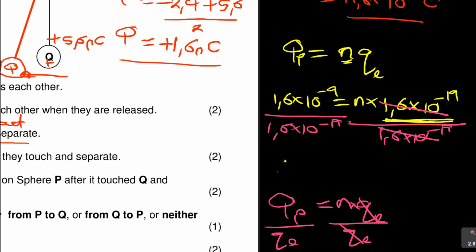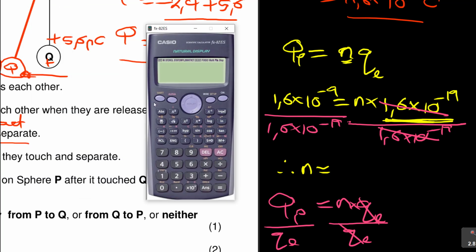Then you can say, therefore, n is equal to, then you can use a calculator for that. Let's use that. It's 1,6 times 10 to the power of negative 9 divided by 1,6 times 10 to the power of negative 19. You can ignore the negative, because you're dealing with the number of electrons, a physical number, like you're counting them. You cannot say I've got minus 10 bananas if you're counting bananas. When counting objects, it has to be a positive number. So that is equal to 1 times 10 to the power of 10.